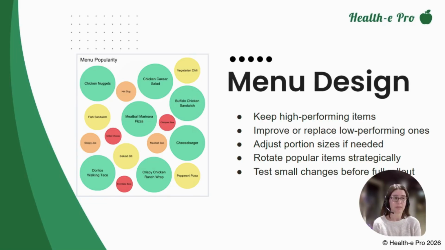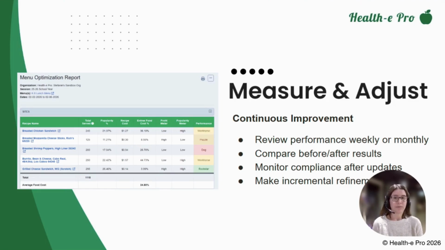So it's important to remember that this is a process. There's a lot of different factors that you're balancing. And ultimately, you're trying to create menus that are sustainable, compliant, appealing to your students, and are feasible for your staff. So menu optimization is not a one-time project. It's an ongoing process. You'll want to use your tools that you have available to you, including your data.